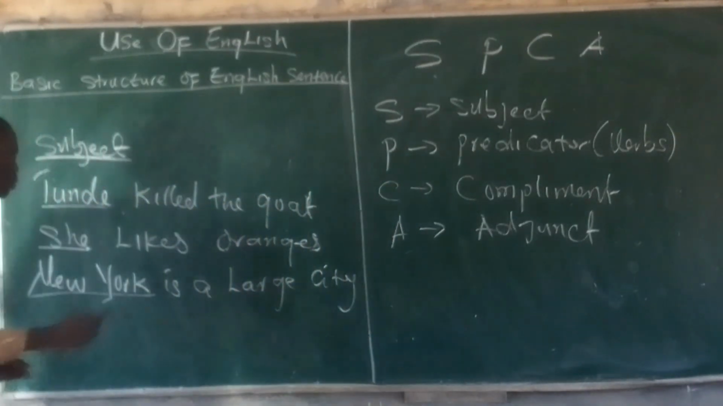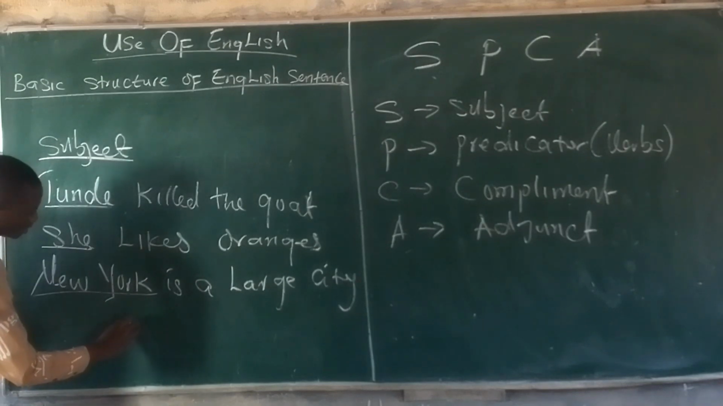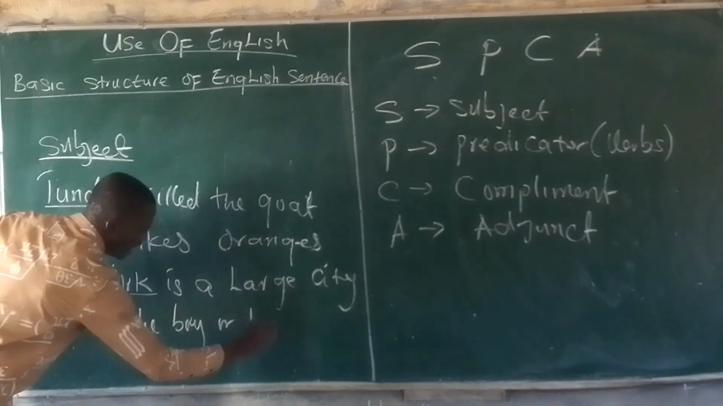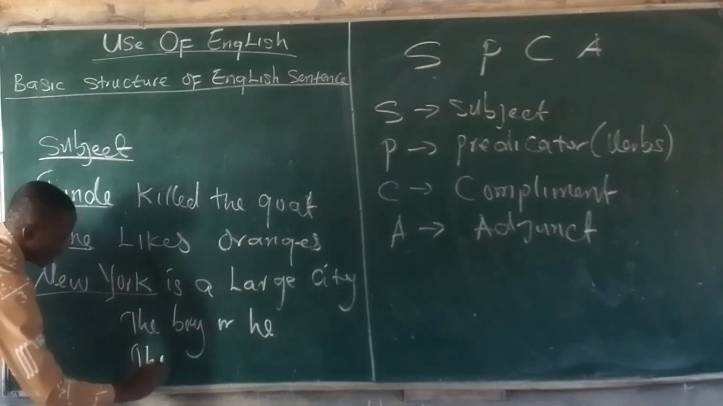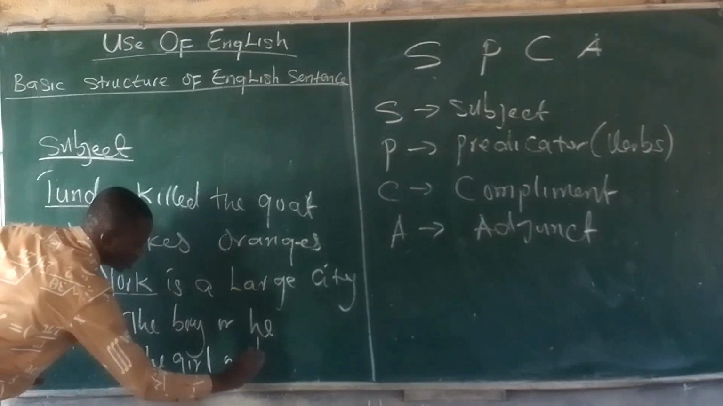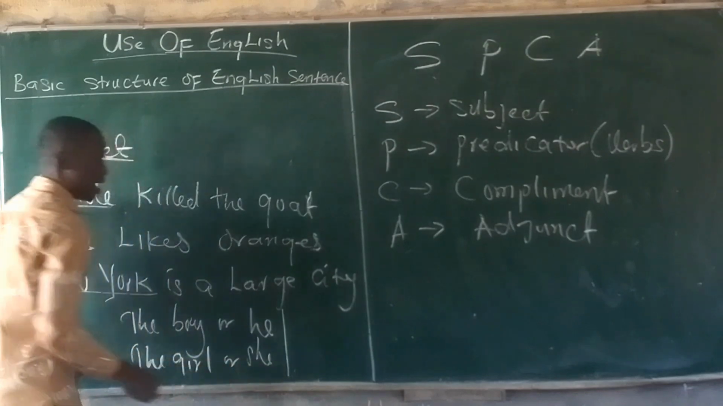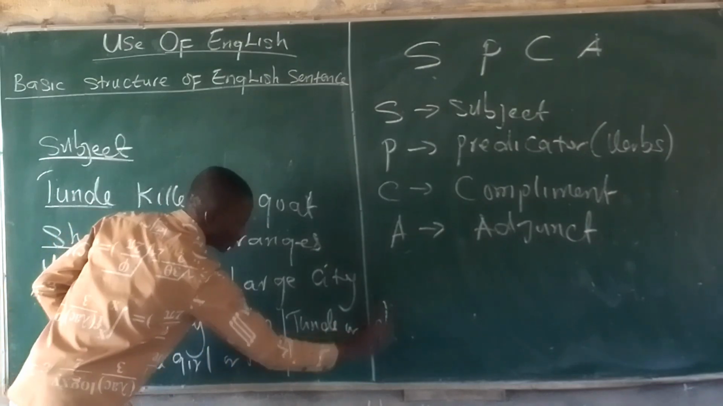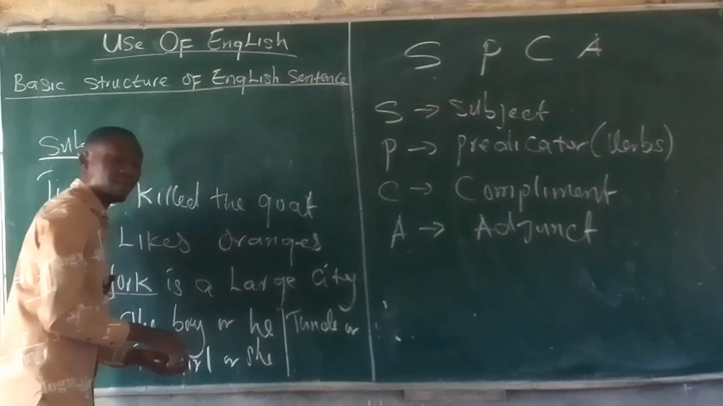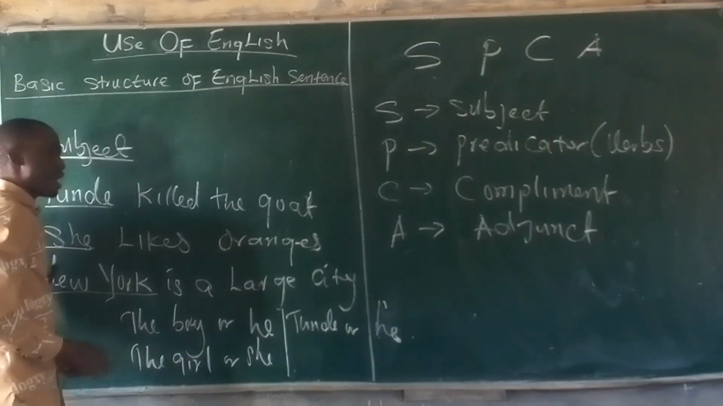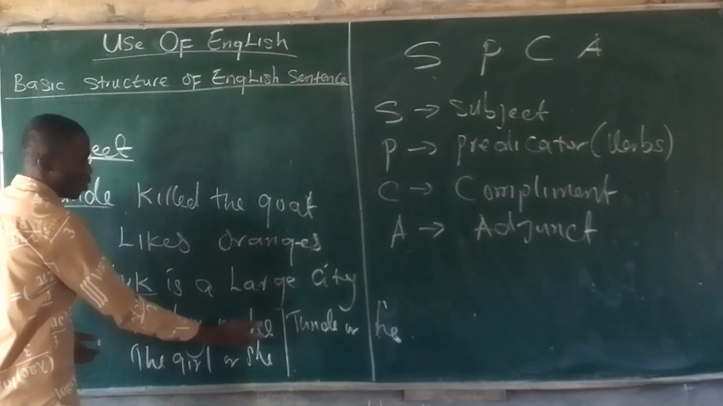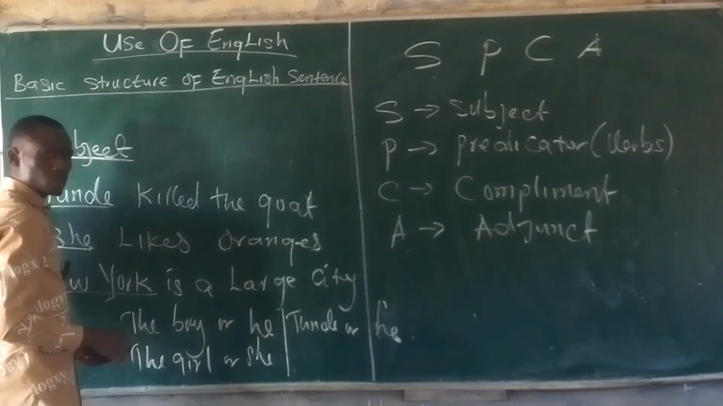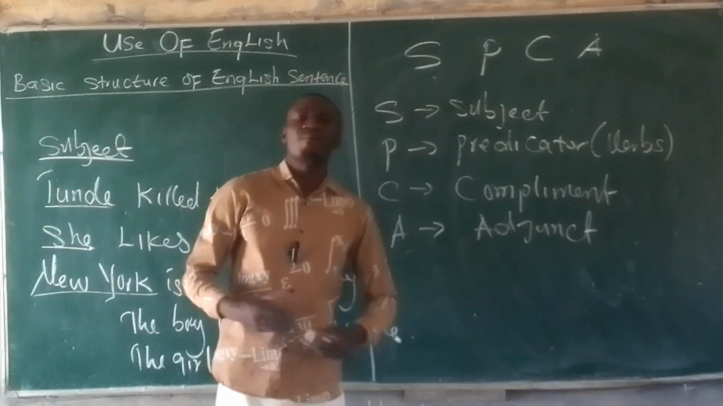Now, let me paraphrase what I'm saying. Now, you will have that the boy or he. You will have the girl or she. Then you will also have a name of a person, like Tunde. Or you can also use he, not she now, because Tunde is a male. You can also use he. Now, you see that this is a pronoun which represents the noun. He is a pronoun which represents the noun, Tunde. Alright, so a subject could be a pronoun or a noun.